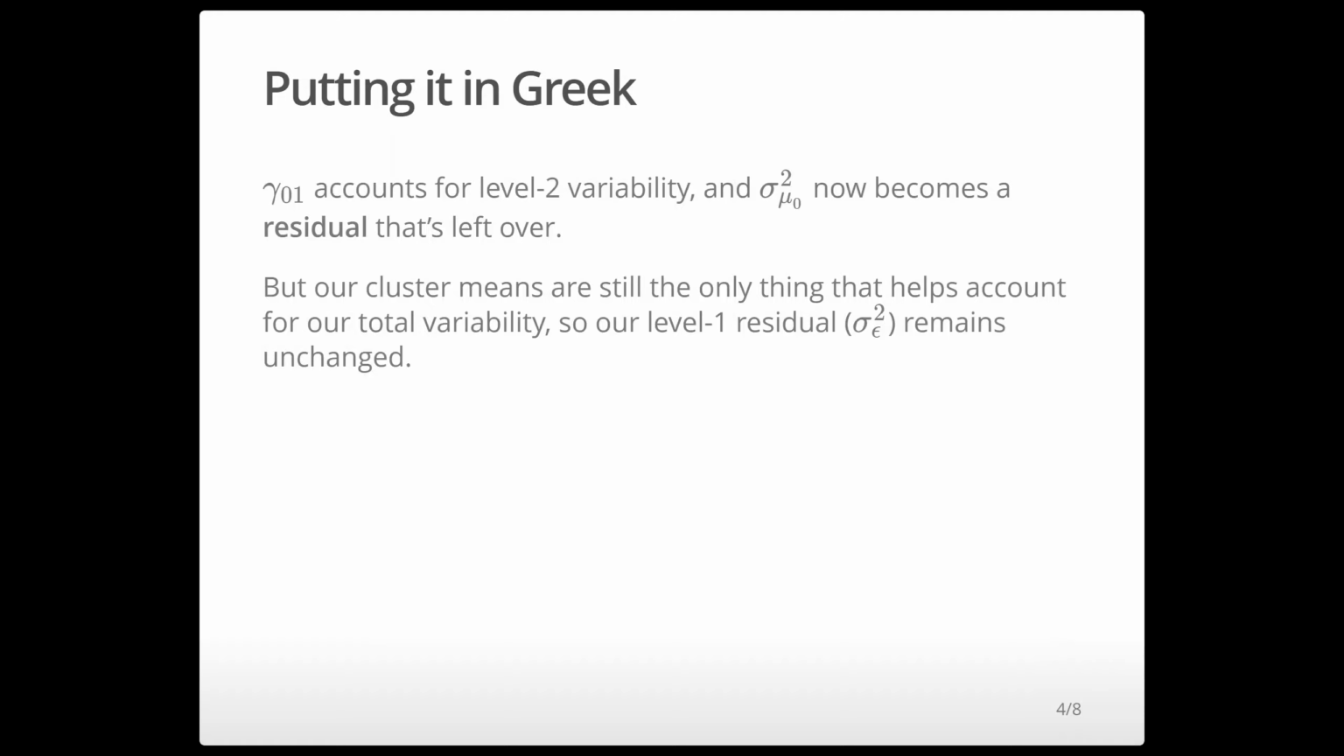Another way to think about this, where instead we're thinking about it in the model notation terminology, we have this new gamma 0,1 parameter, which is the slope on activity, and that helps us account for some of our level 2 variability, which is sigma squared mu. So now sigma squared mu becomes smaller because we've accounted for some of that variability, and it's now a residual that's left over. It's the residual variability between clusters. But our cluster means are still the only thing that's actually helping account for our total variability. So our level 1 residual, sigma squared epsilon, remains unchanged.